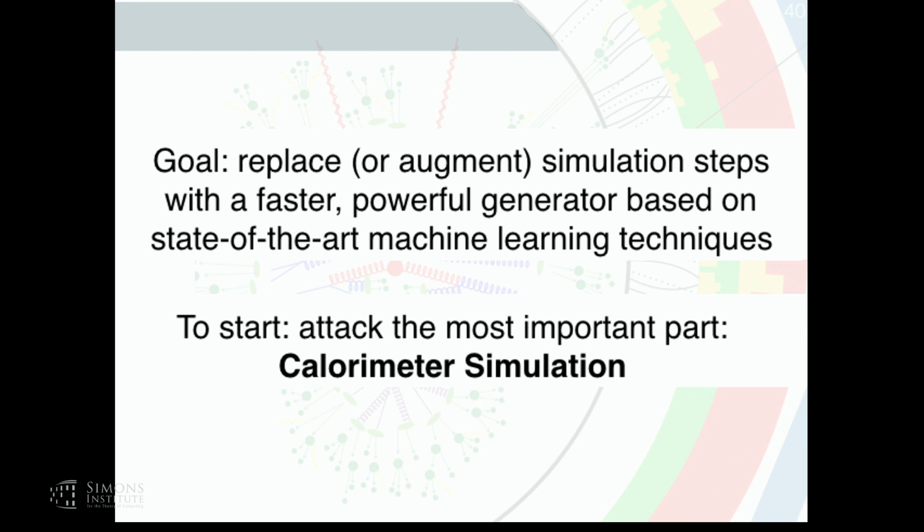So my goal for the remainder of this talk is basically to talk about how we can replace or augment simulation steps with faster, powerful generators based on state-of-the-art machine learning techniques. There are many steps we could try to speed up, and I just told you about all of them. But the lowest hanging fruit is to attack the slowest part, which is the interaction of particles in a calorimeter.